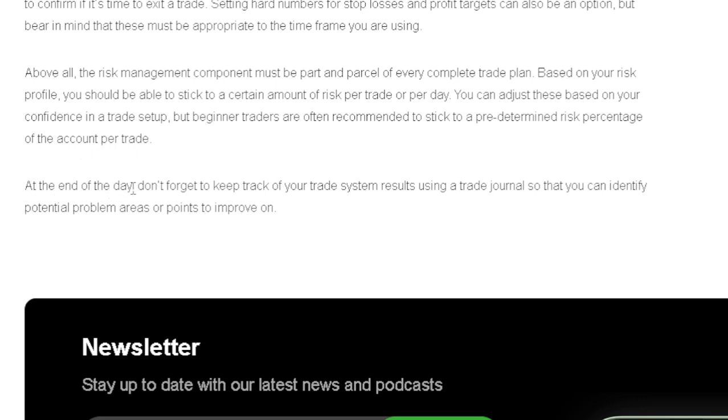At the end of the day, don't forget to keep track of your trade system results using a trade journal so that you can identify potential problem areas or points to improve on.